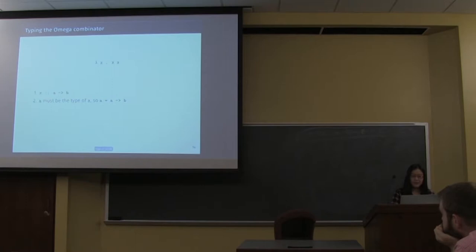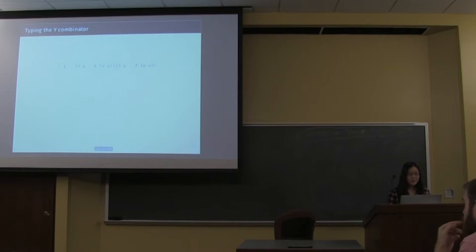Let's start with a warm-up where we type the omega combinator. If you remember from our example earlier, we got as far as saying, suppose x has type a arrow b, and then we saw that we have a constraint where a equals a arrow b. But now we have recursive types, so this is no longer a problem. We can say A equals mu of A dot A arrow B. And that is our type of X. So moving on, yeah. Are those the same A that you used in line 3? Different A, sorry.